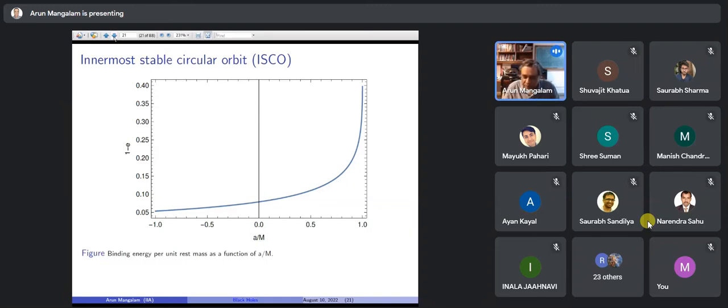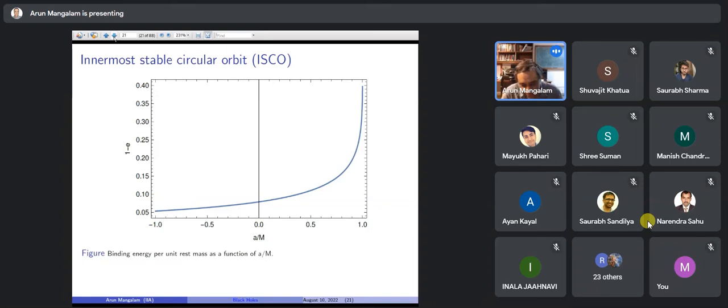fusing protons to helium, the hydrogen to helium fusion that happens in the sun, is about 0.7%. So 0.7% is the rate of energy conversion of rest mass in the sun to heat. And that's the reason why the sun is shining and all of us are alive. And human life is possible because of this 0.7% of energy conversion.